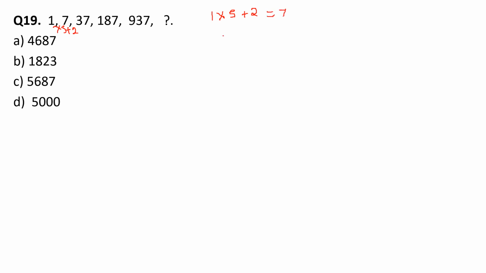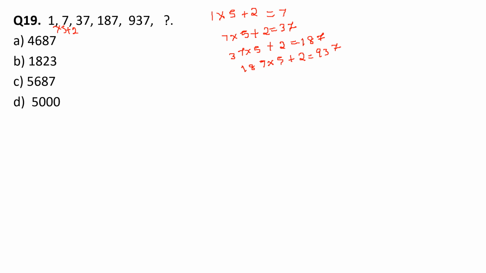Then we have 7 into 5 is 35. So 35 plus 2 is 37. Similarly, 37 into 5 is 185, plus 2 is 187. Similarly, 187 into 5 is 935. 935 plus 2 is 937.